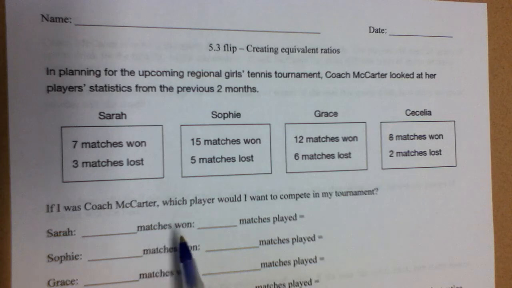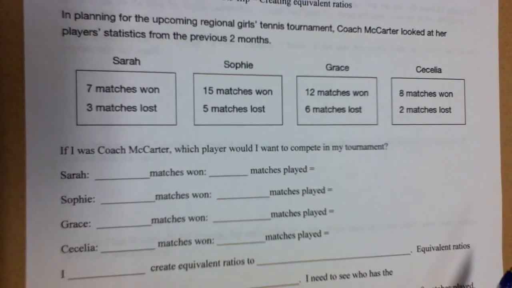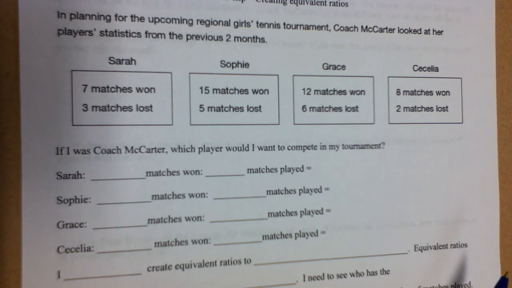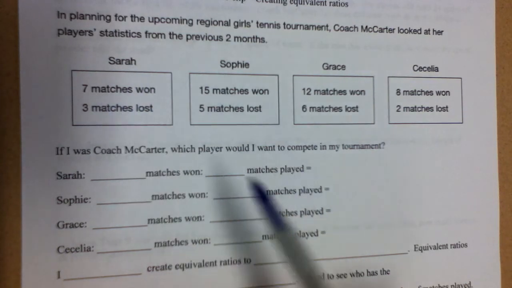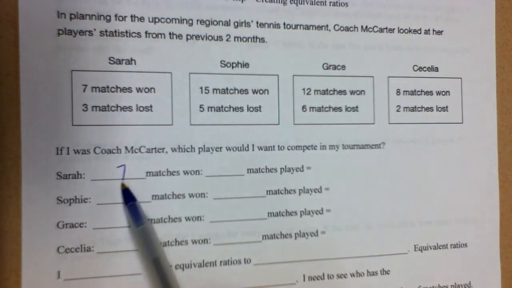So if I was Coach McCarter and I needed to determine which player I wanted to represent my team in a tournament, I would need to look at not the comparison of games won to games lost. I really need to look at how many games they won compared to how many games they played total. So, as you can see, Sarah won 7 games because that's what they told us. There's 7 matches. That's what they told us.